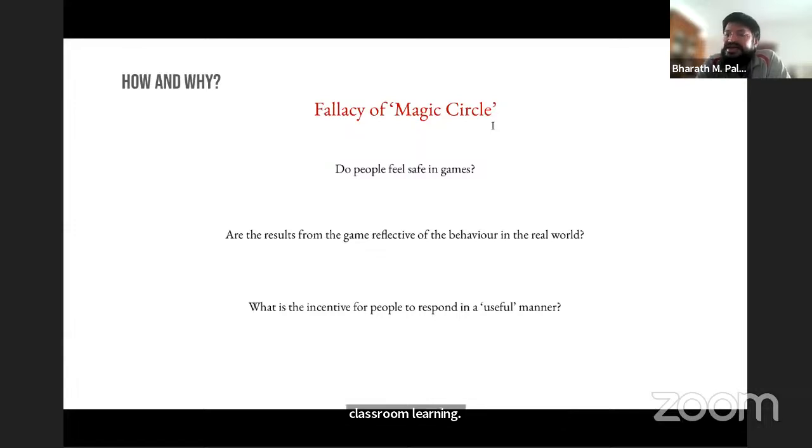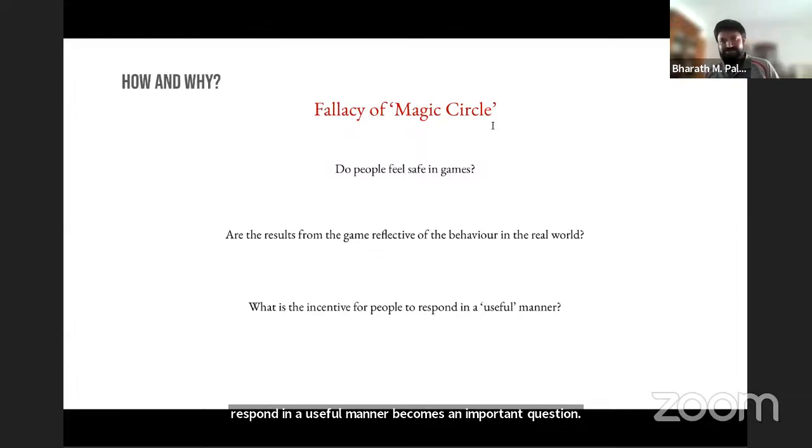Simply because there is a relationship between different people outside of the game session as well. And when you start talking about the fact that it's a magic circle and they feel safe in these games, then the question also is how useful are the results outside of the game? If they're going to behave differently in the game than how they behave in the real world, how useful are these results when you're using the game for analytical purposes? And like I said, when people are not going to respond in a useful manner, how do you incentivize people to respond in a useful manner becomes an important question.